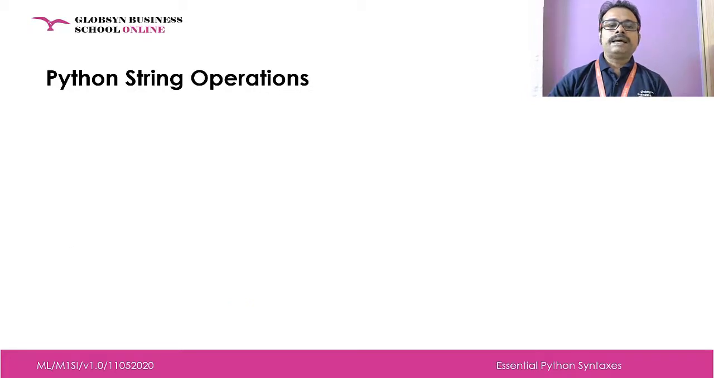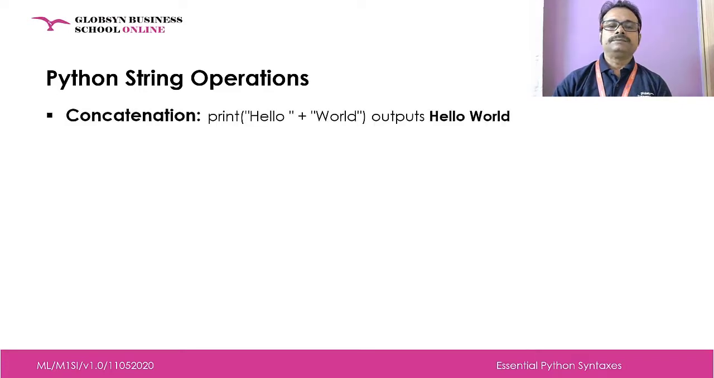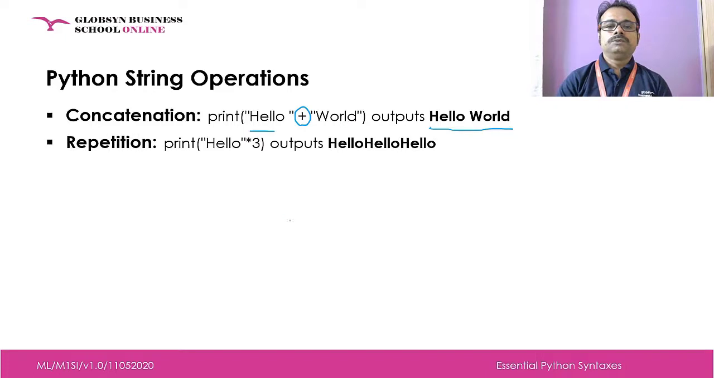We can apply several kinds of operations with strings. Like we can add two strings using the plus operator, so the result will be concatenation. In this case, hello plus world, so we are getting two strings concatenated. We can also use the repetition operator, which is the multiplication operator. So hello into 3 repeats hello 3 times: hello, hello and hello.